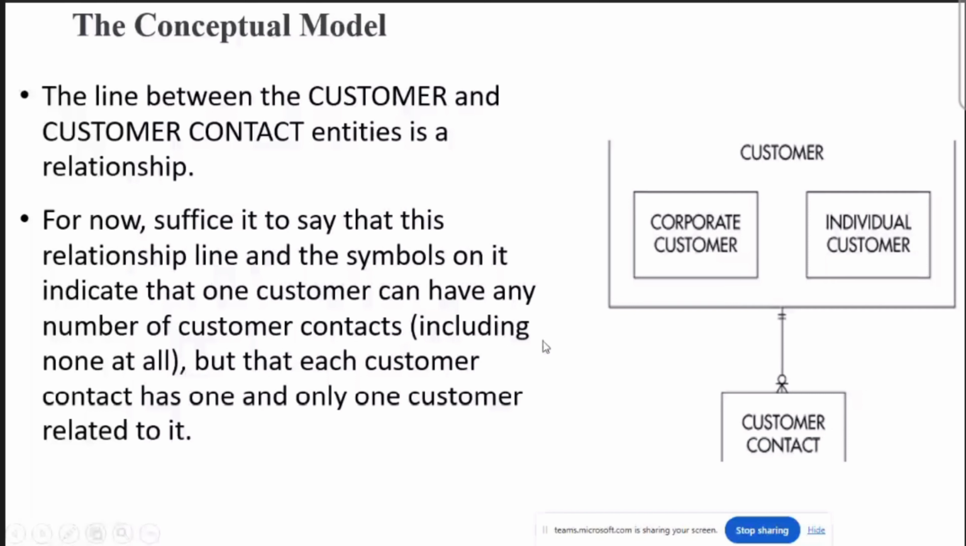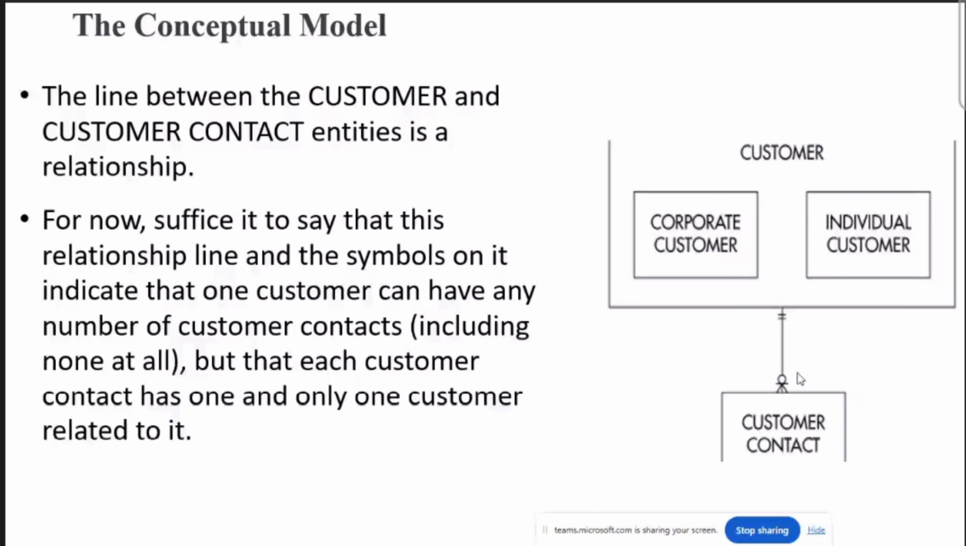But the major things we consider in every relationship are the degree of the relationship, as well as the cardinality and optionality of the relationship. So three things we must know from each relationship: the degree of that relationship, the cardinality and the optionality of that relationship. And so here we see that the link between customer and customer contact is one customer has zero or many contacts.